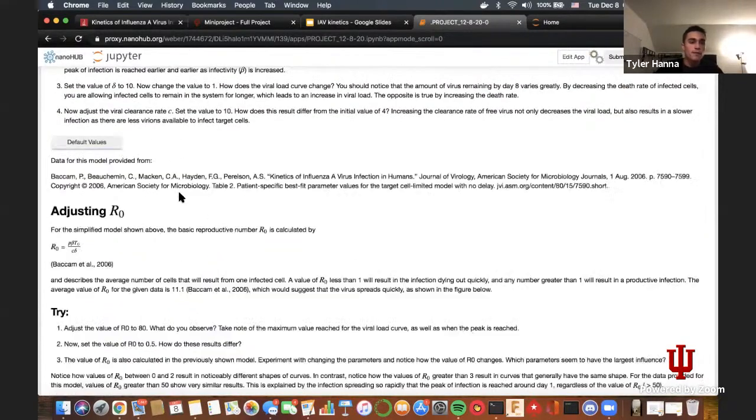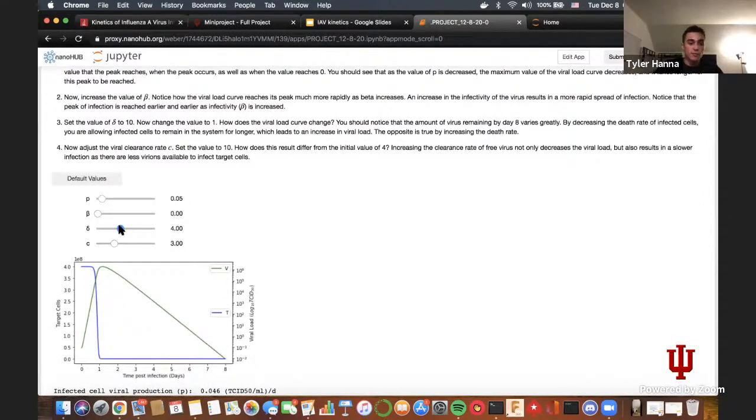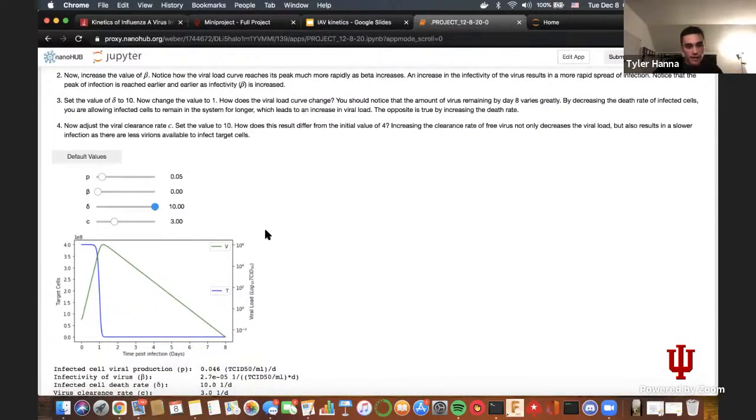I reset that. By adjusting delta, the death rate of the virus, we will see how that affects the rate of the infection. If I set it to 10, you see that the peak of the virus comes later, and the maximum value of that peak will decrease. The opposite is true when delta is decreased.